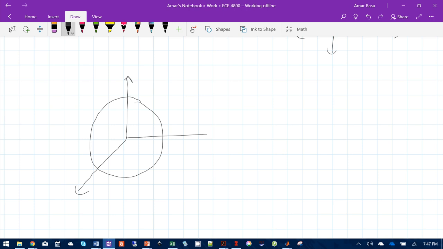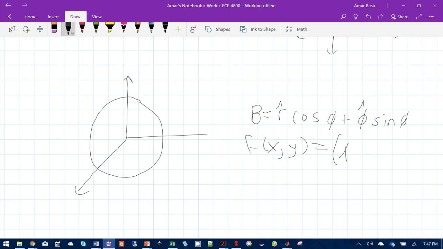Okay, so start with B is equal to that sine plus. Okay, that's where we start. We want to go to Cartesian, so x of y, since we're in 2 dimensions. And the equation for that is A R.